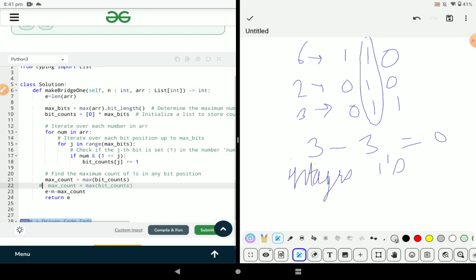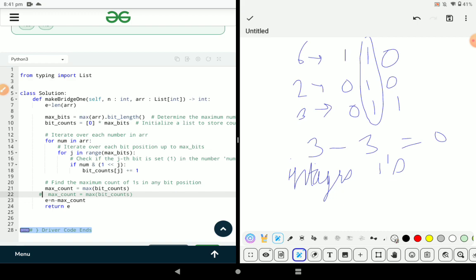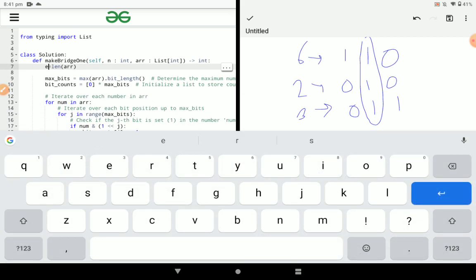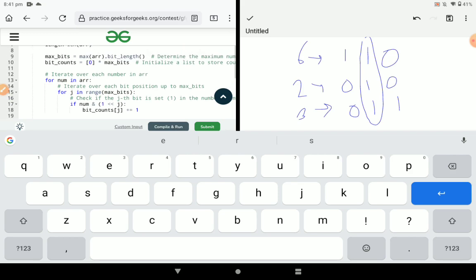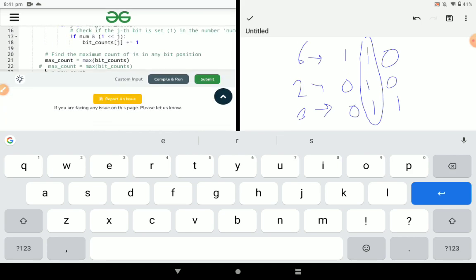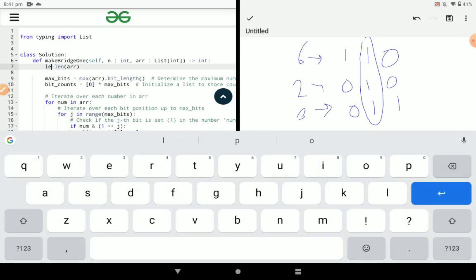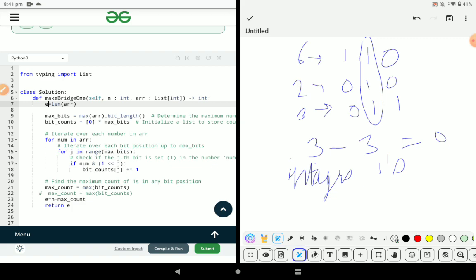In the code, first of all I have taken the length of the array as n. Then max bits equals the maximum of arr dot bit length. It determines the maximum number of bits needed to represent the largest number in the array.